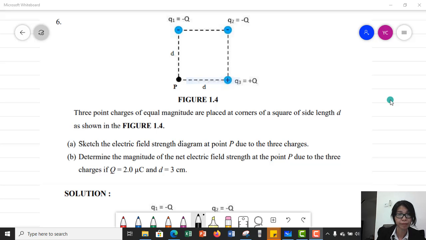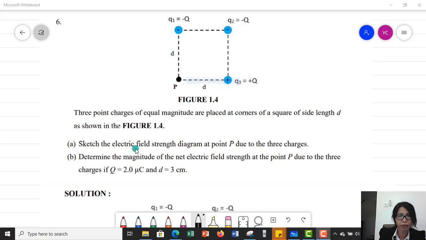Question 6. Refer to figure 1.4. We are given 3 point charges of equal magnitude placed at the corners of a square of side length D, as shown in figure 1.4. So the side is D, this one also D. Q1 is negative Q, Q2 is negative Q, Q3 is a positive charge of positive Q. So the magnitude of the charge is the same for the three charges.